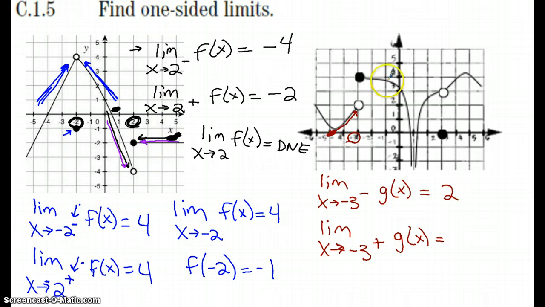Literally go to the right. So here's some piece of function to the right-hand side of negative 3. We follow it to where it's headed. It looks like it's headed to positive 4. What we learned from the previous one is that if the left and the right-hand limit do not agree, then the general limit of g of x does not exist. So the limit at negative 3 does not exist. Let's look at the limit as x approaches positive 3. We'll do that one up here.